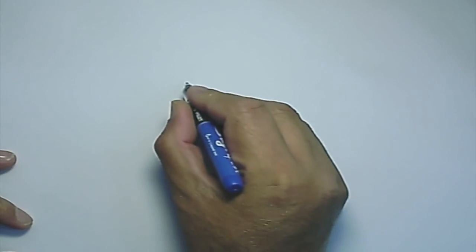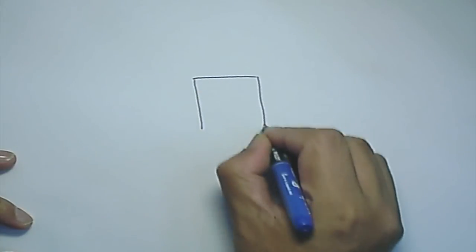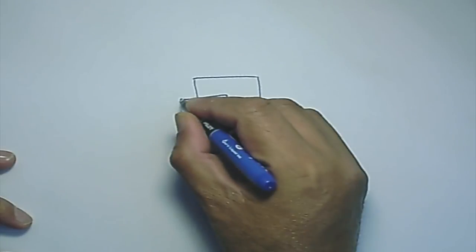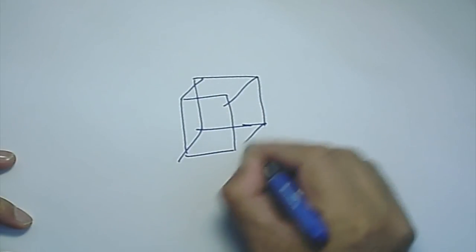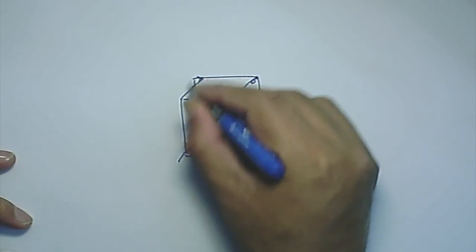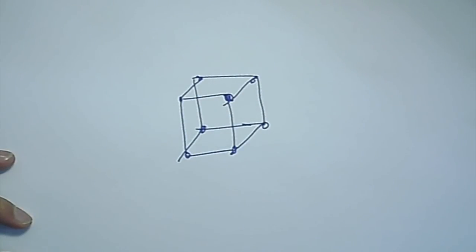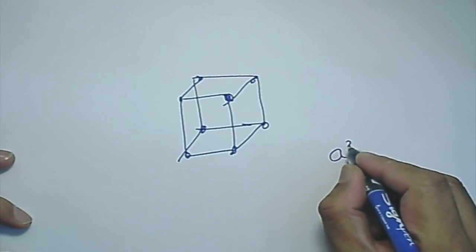Sir, one more question: what is the meaning of packing fraction? Packing fraction essentially means the total volume which is occupied divided by the total volume available. For example, let's take a body-centered cubic lattice. In a body-centered cubic lattice, if I take the conventional unit cell, you have points here and a point here. The total volume of this unit cell is a cube.